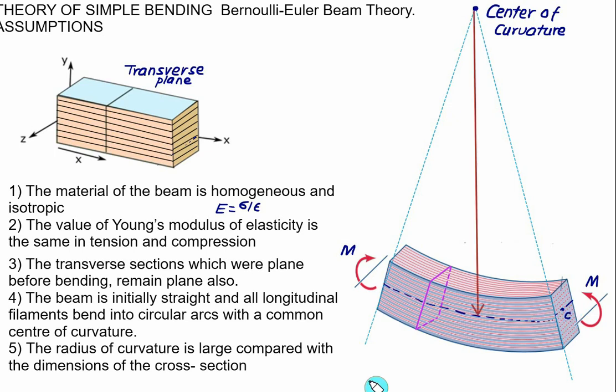As seen from this figure, we have a radius of curvature r, and this radius of curvature r is a very large value as compared to the width and the height of the section. So this value of r is very much greater than the width b, as well as r is very much greater than the depth of the given section. So the radius of curvature is large compared with the dimension of the cross section.